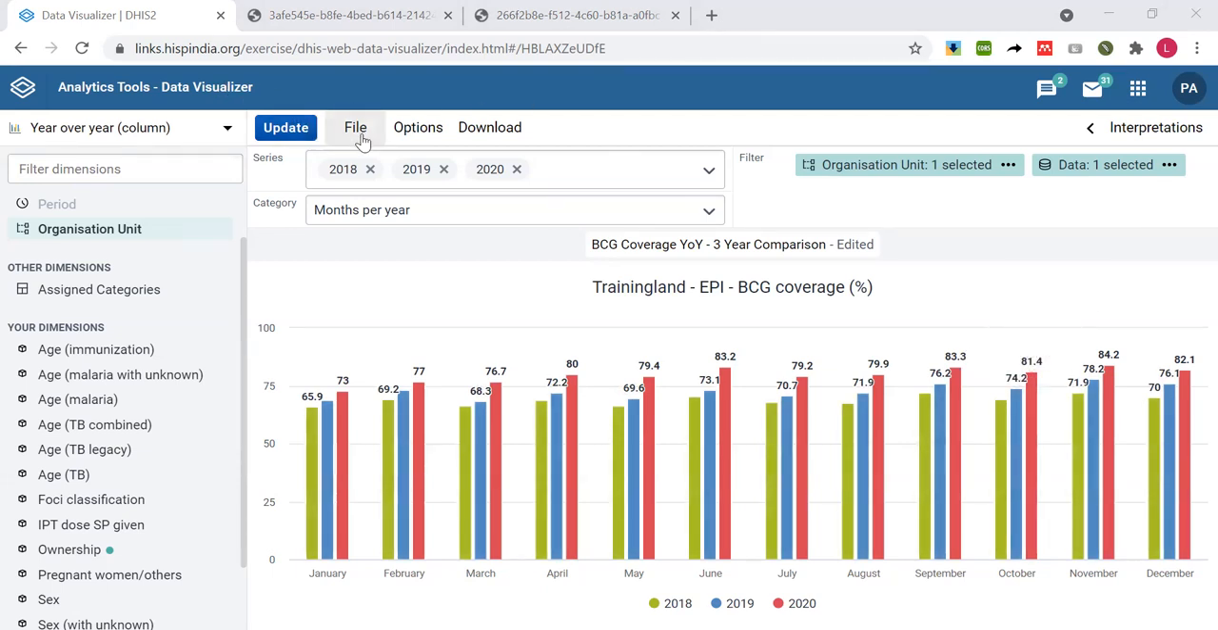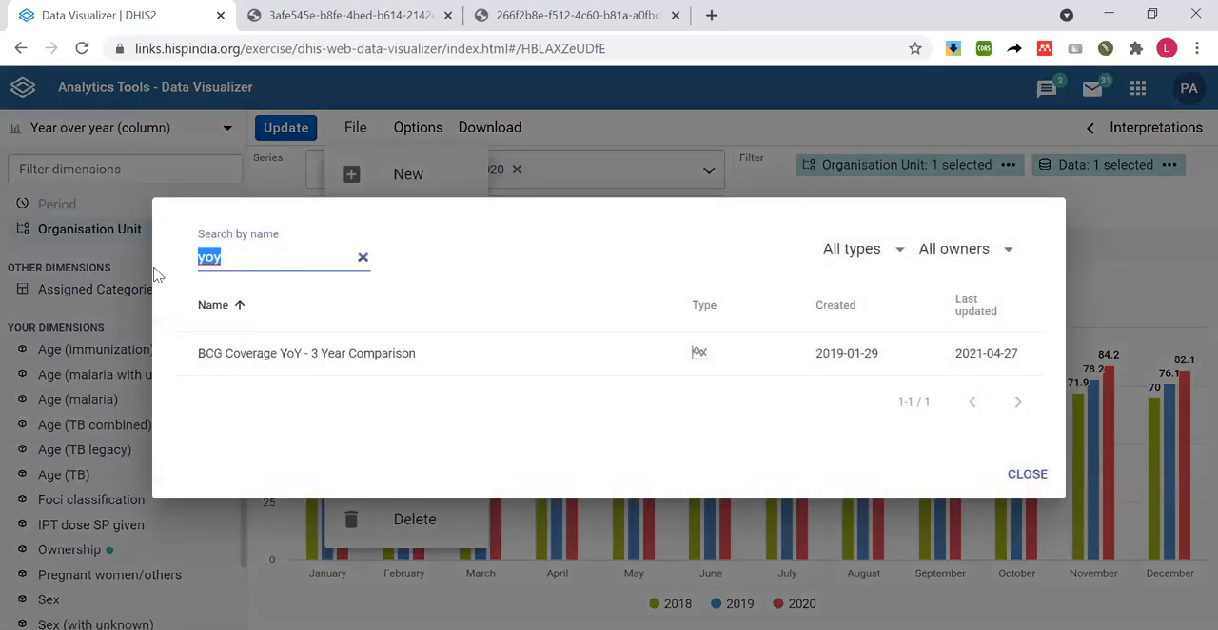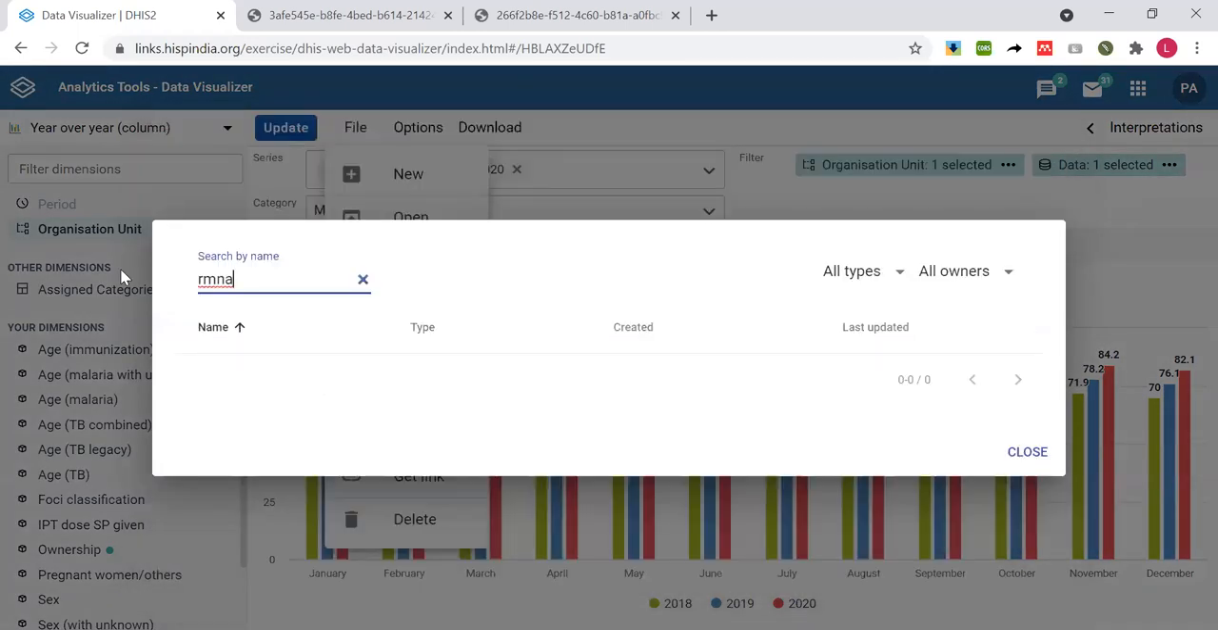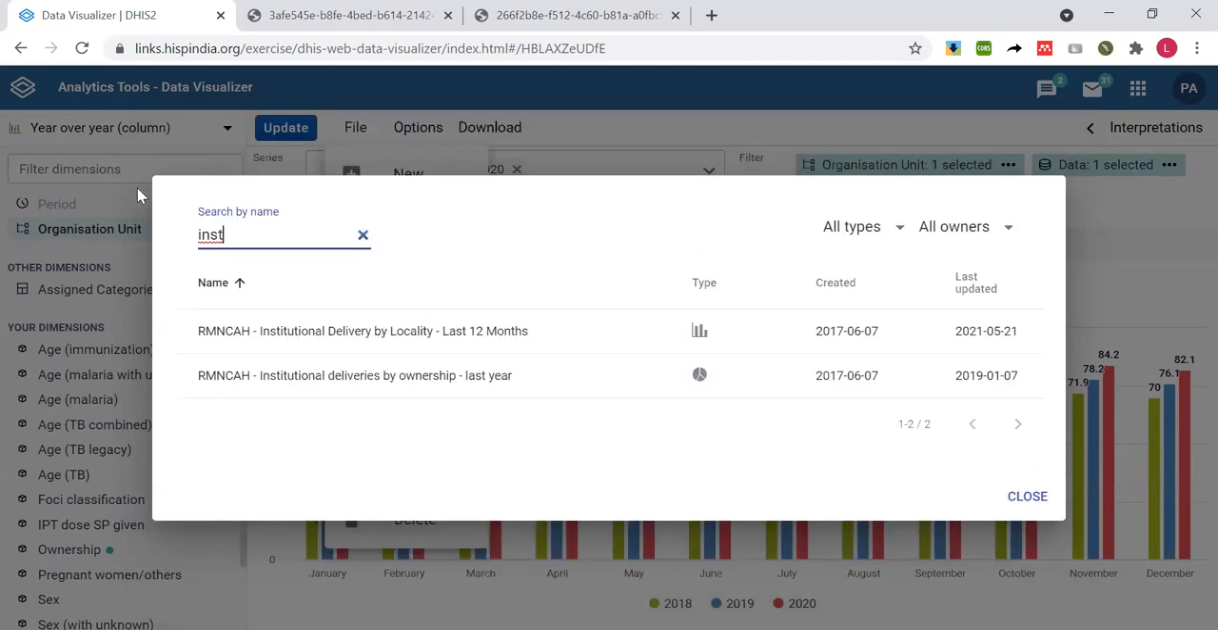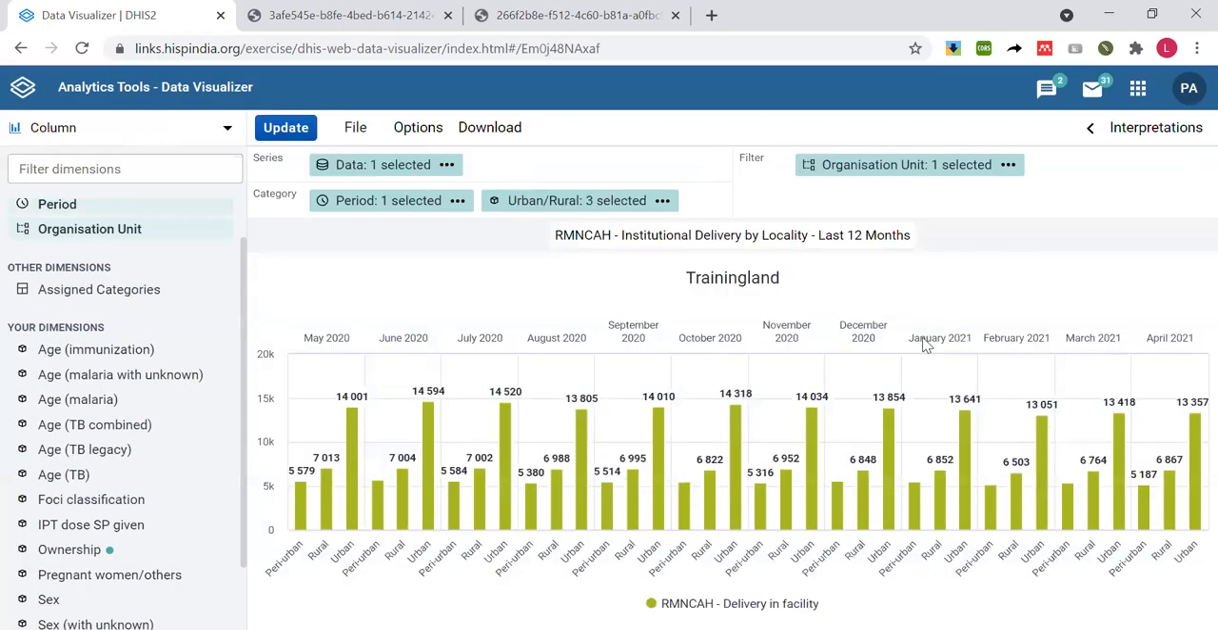Okay. Let me open a favorite item. I will open this one, institutional delivery by locality last 12 months, and the chart type is column. Let me open. Right, this is what I see. So what do you understand just by looking at this visualization? What is different to what you have seen before?